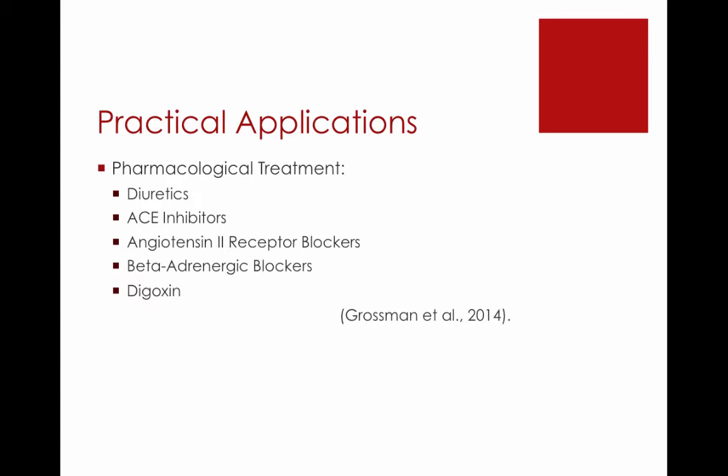So your next one is your pharmacological treatments. So obviously, as an exercise physiologist, you can't prescribe these, but you can definitely recommend your clients to get a prescription of these. So diuretics, ACE inhibitors, angiotensin 2 receptor blockers, beta-adrenergic blockers, and digoxin are 5 common main pharmacological treatments that are out there for clients suffering with heart failure. All of these prevent acute heart failure and manage chronic heart failure.